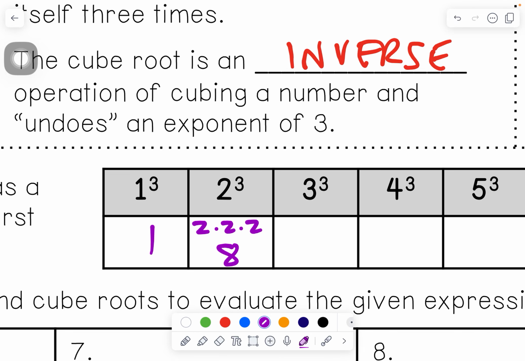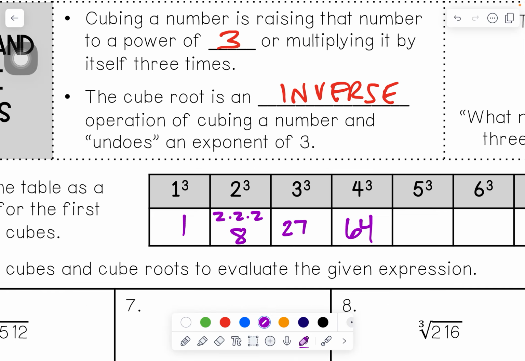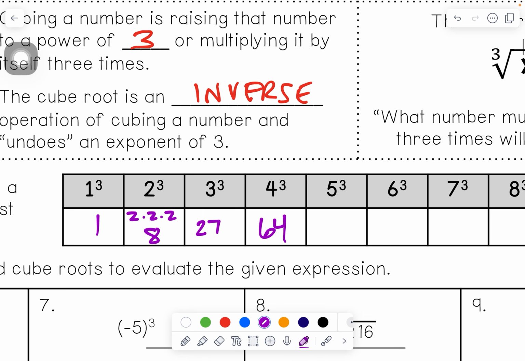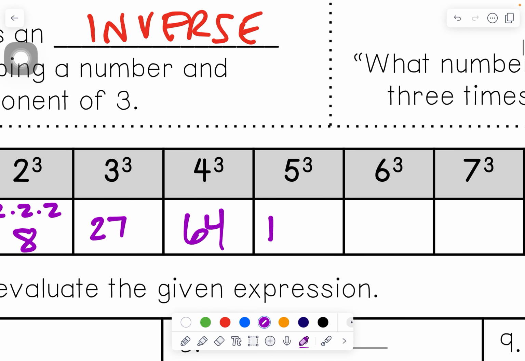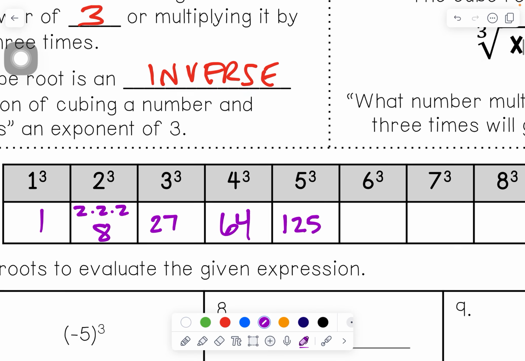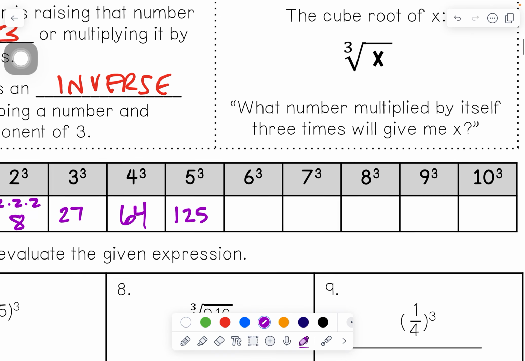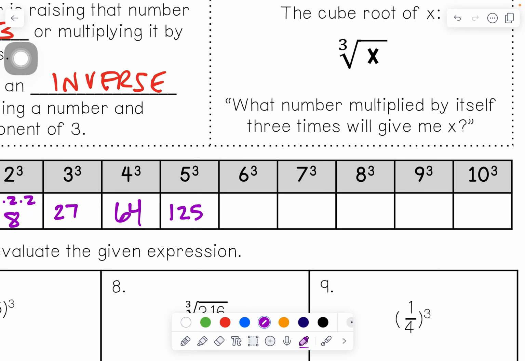So 3 cubed is 27, right? So 4 cubed is 64. And again, I'm taking 4 times 4, getting an answer, then taking that times 4. Okay, 5 cubed is 125. And then some of these up here, you may or may not have all of them memorized, like you would for hopefully squares, but 6 cubed is 216.